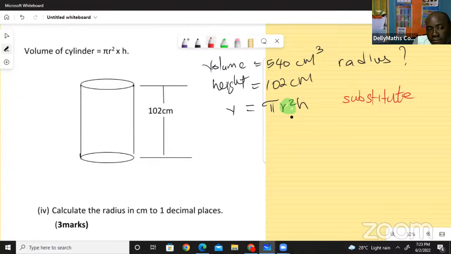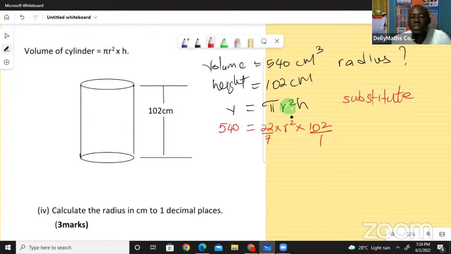What do I mean? Volume is 540. Put it where volume is, right there. 540 is equal to pi. They told you to use pi as 22 over 7. Use anything they give you. Times r squared times 102 over 1. Because look at it, we're substituting what we know. So you realize that after doing that, I want to find out the value for all of those numbers, and then I'll tell you what to do. Let's take our time and work.